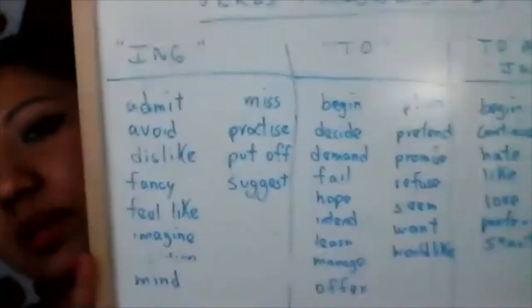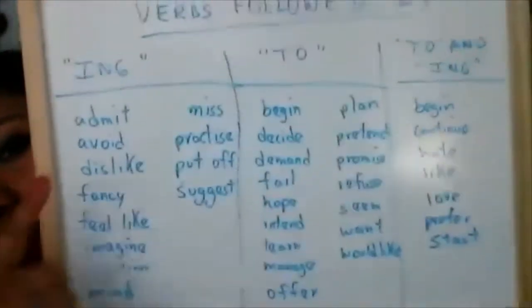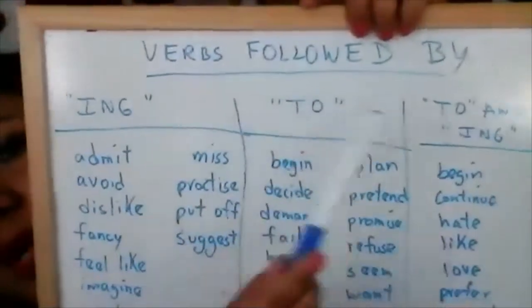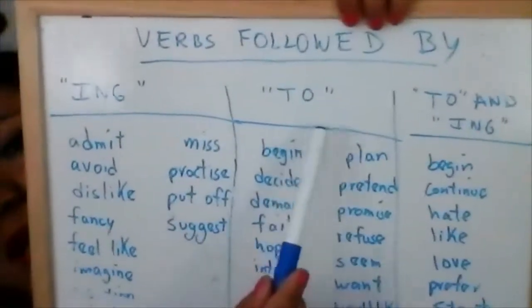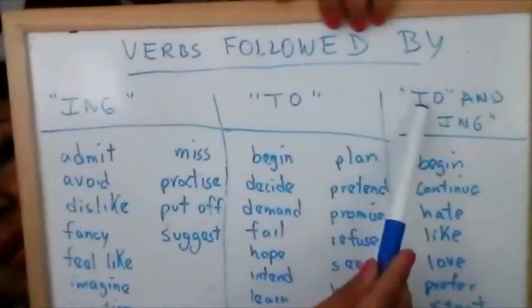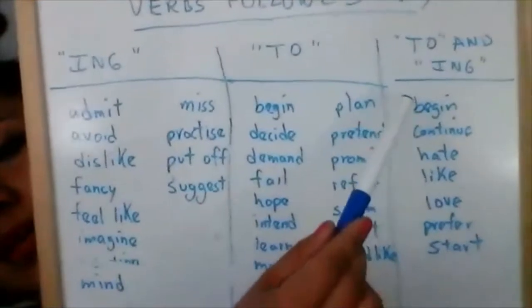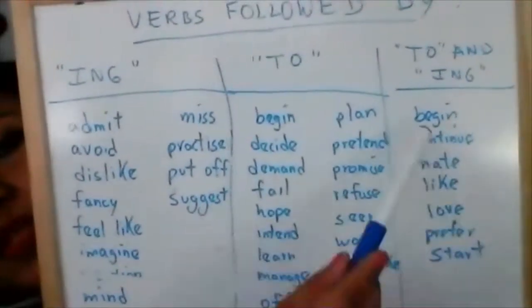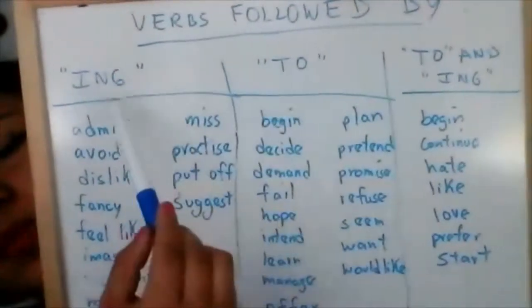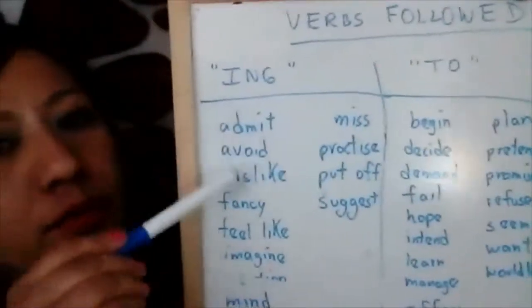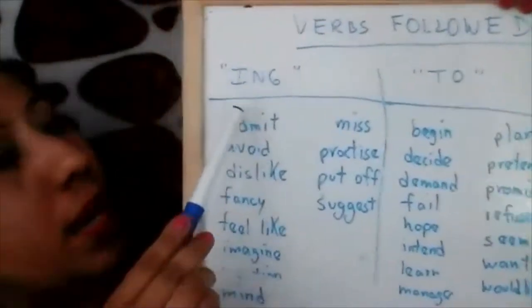Here I prepared on the whiteboard 3 lists. Okay, we have 3 categories. Verbs that follow by ing, verbs that follow by to, and verbs that follow by to and ing. Okay, so the third column are the verbs that it's possible to use with to or with ing. Okay, the first column here we have verbs that follow by ing.